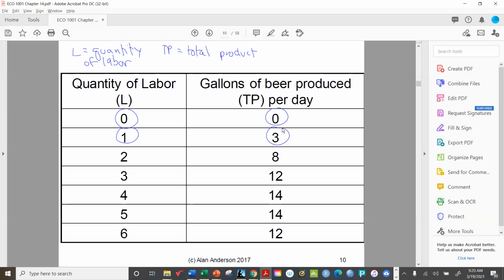Imagine, no matter how tiny this business is, you've got one person who has to do everything. They have to answer the phones. They have to collect money from the customers. They have to actually make the beer. They have to do everything.